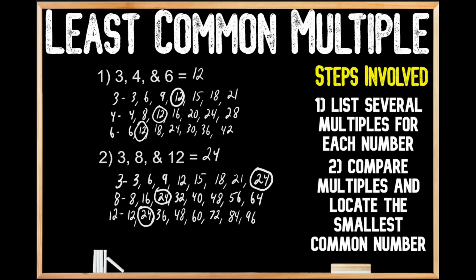So hopefully by now you understand how to find the least common multiple of three numbers.